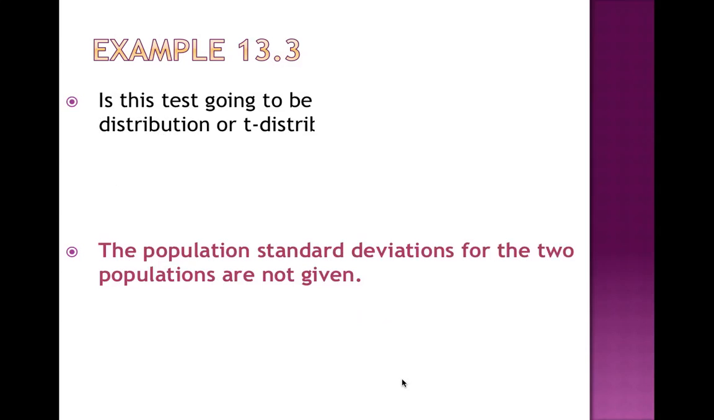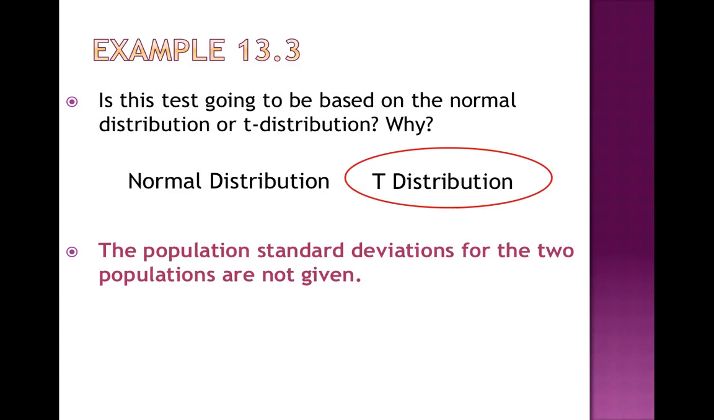The 2 population standard deviations are not given, and so for that reason we're going to be using the t-distribution. Okay, so the population standard deviations for the 2 populations are not given, so we're going to be using the t-distribution. And that's always going to be the case with this kind of test.